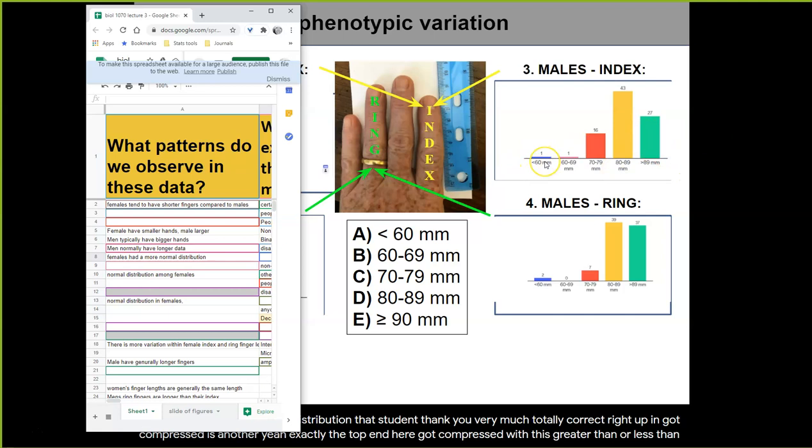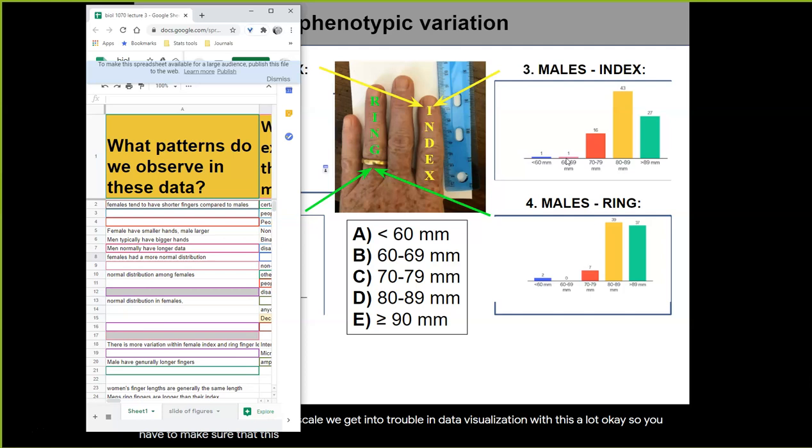We need to be really careful when we use greater than or less than, because it very well could be a normal distribution just shifted towards the higher end of the scale. We get into trouble in data visualization with this a lot. You have to make sure that the scale you use allows for the full characterization of the data, including the distribution, if you're interested in distributions like this normal distribution, for example.